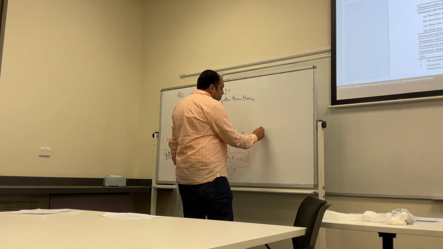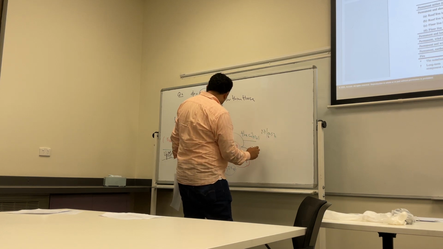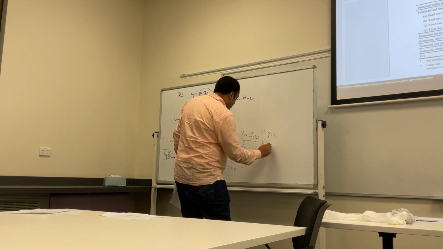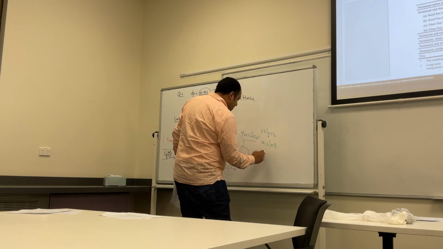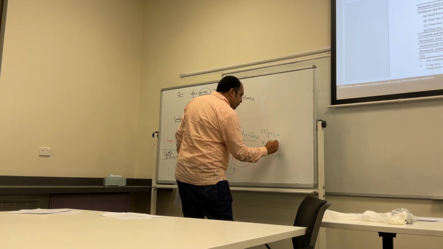We need to divide 2.7 by 0.57. Here 4.5 divided by 0.8. Here 2.76 divided by 0.56. Can you find these three values?